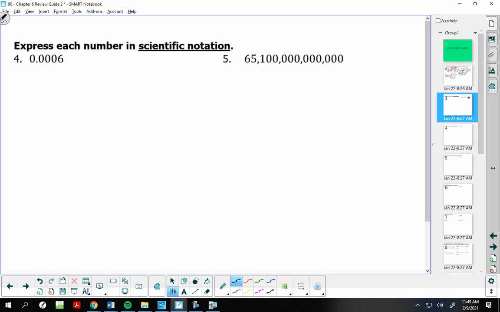All right, a really small number is going to have a negative exponent. A really big number is going to have a positive exponent. And that should be really helpful. So scientific notation, we want to make this between 1 and 10, so that'll be 6.0. You don't have to write the 0.0 if you don't want to. I just think it's more formal and it looks better. This is a really small number, so it's going to be times 10 to the negative power. 1, 2, 3, 4. So times 10 to the negative 4.